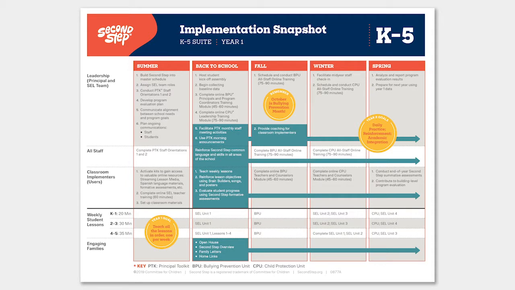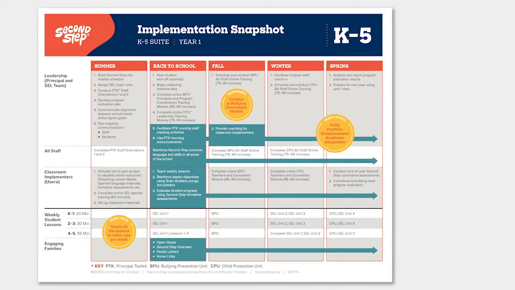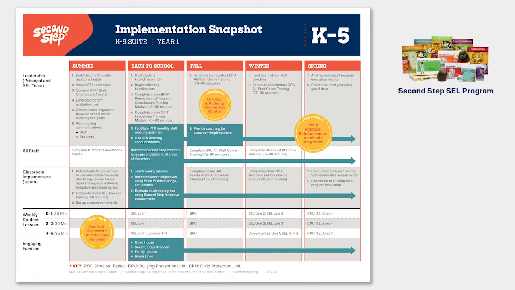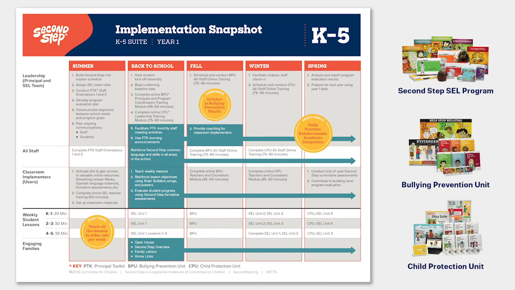The K-5 Implementation Snapshot is designed to help building leaders plan for and envision their school's first year of implementation. It is not a rulebook, but rather a template that can be adjusted and built upon. If your school is focusing on the core Second Step SEL lessons this year, that's okay. If you're adding in our bullying prevention and child protection units, that's okay too. We've built this resource to be adapted in whichever way best fits your school.